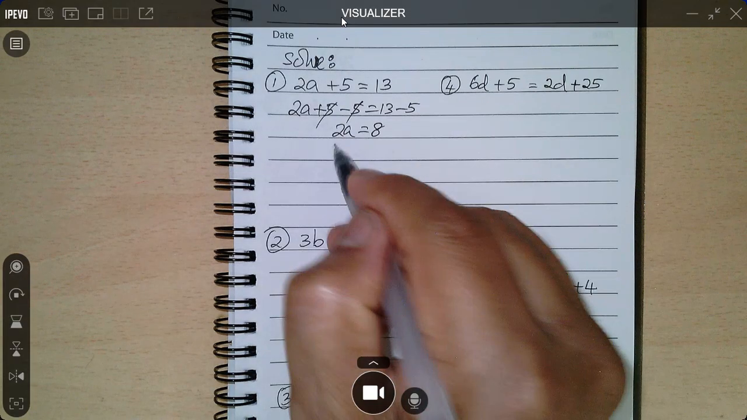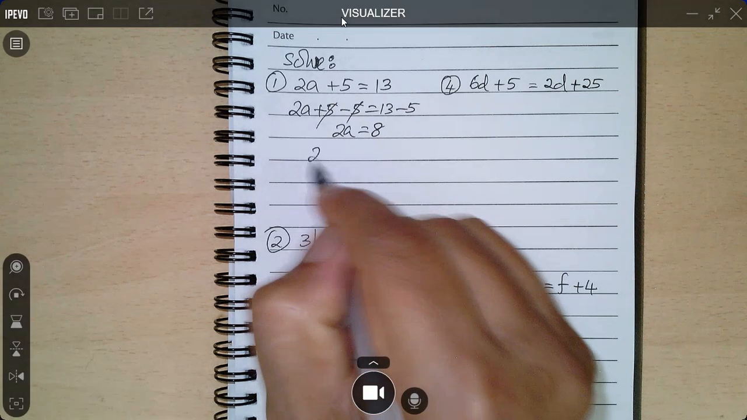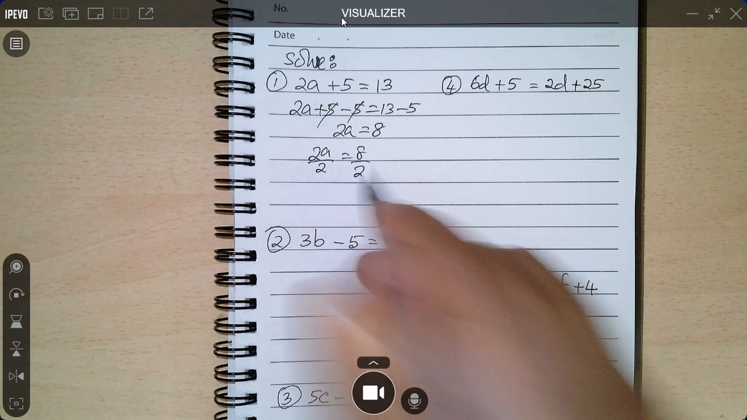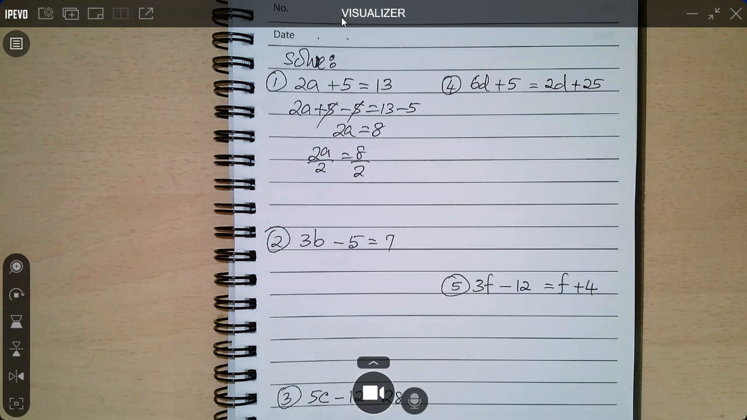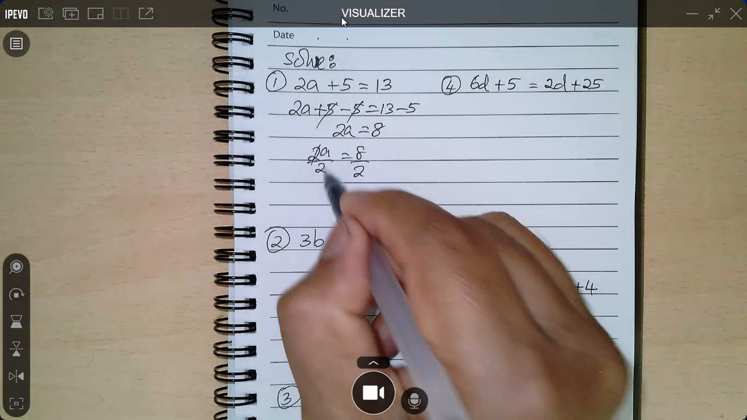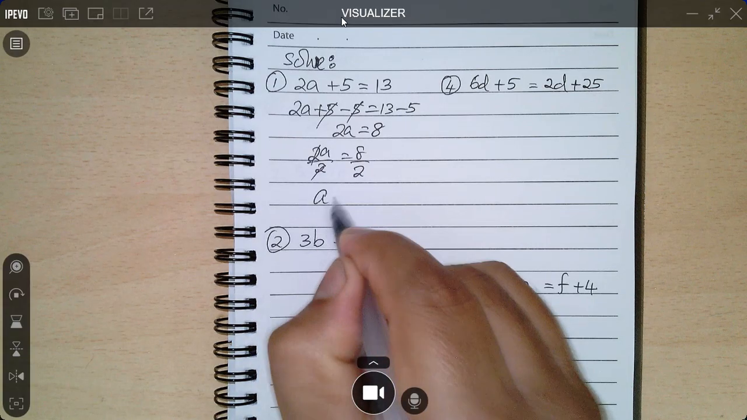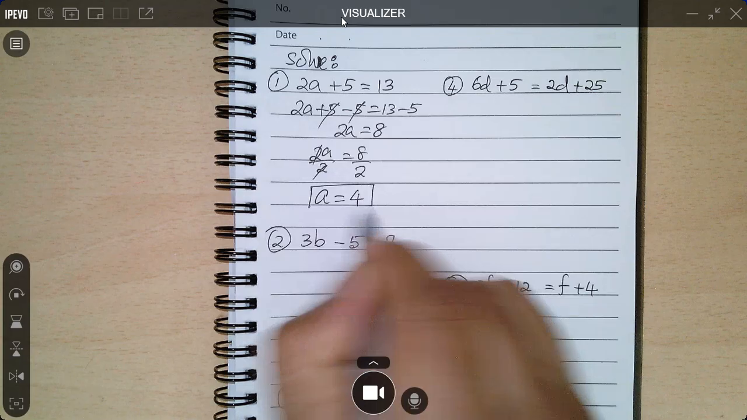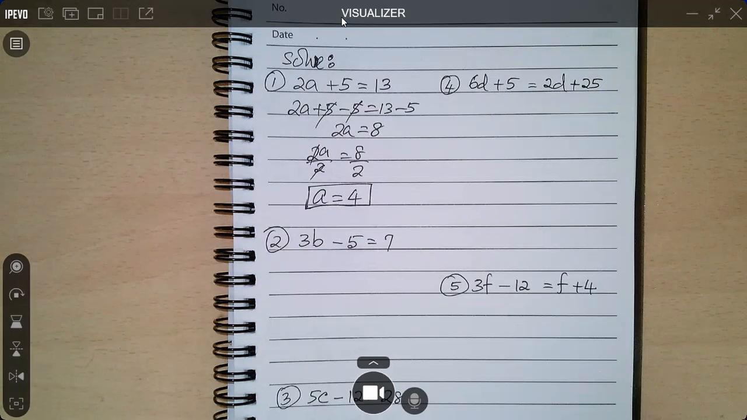Then I need to remove this 2. So I need to divide by 2. Remember, we always do the reverse operation. We always do the same operation on the left side as well as on the right side. 2 and 2 will get cancelled. We get a. 8 divided by 2 becomes 4. Answer is a equal 4.